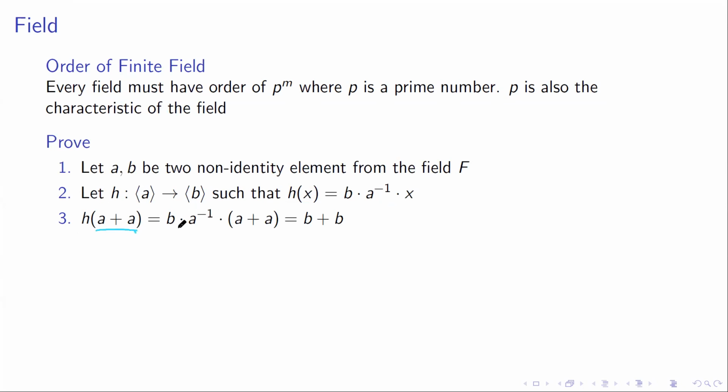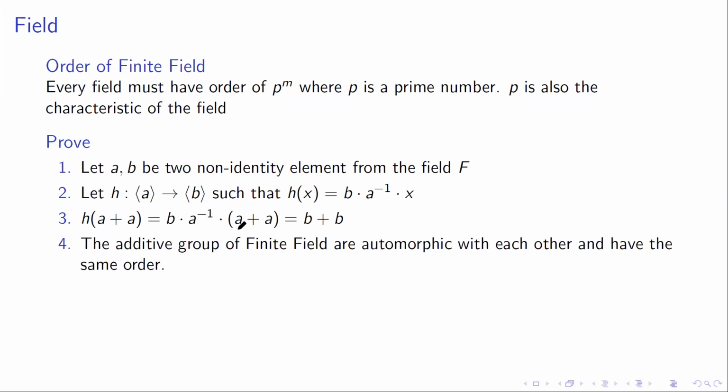h(a plus a) is equal to b times a inverse times (a plus a). Since a times a inverse is equal to 1, by distributivity we get that this equals b plus b. So we just proved that h is an automorphism. Recall that an automorphism means that the codomain and the domain are the same, and this is a bijective function. Since they are isomorphic with each other, they have the same order.